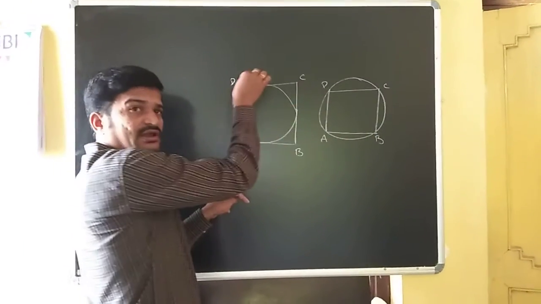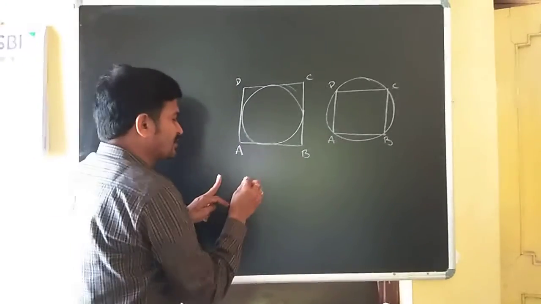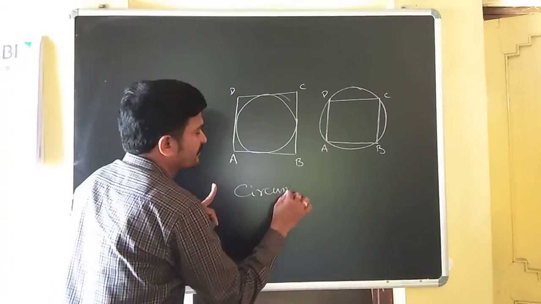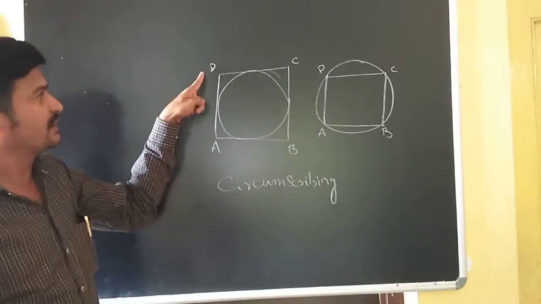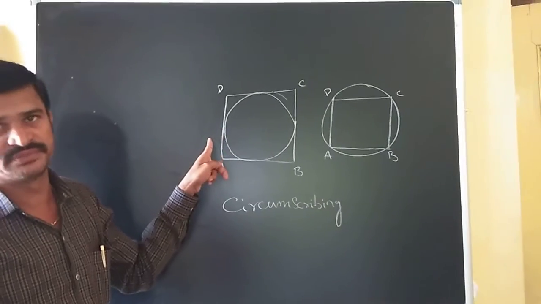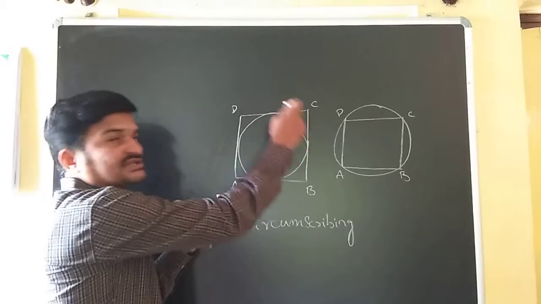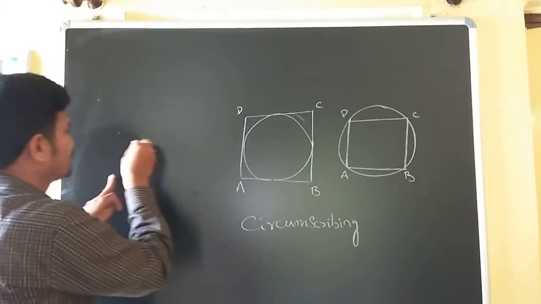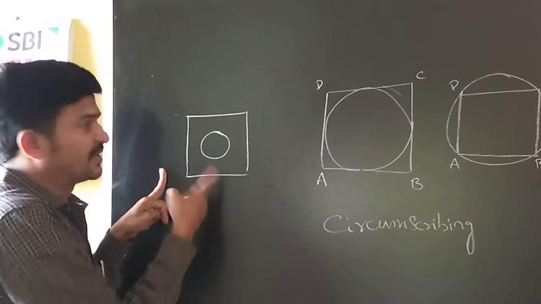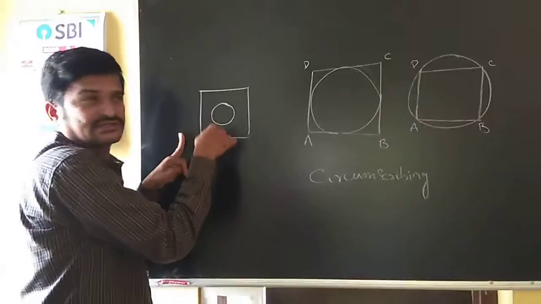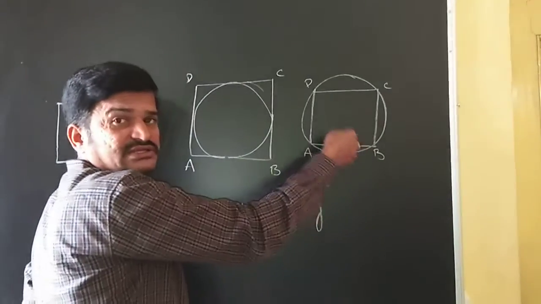So whenever any polygon is drawn around outside the circle and touches the circle, that is called circumscribing. So here the square circumscribes the circle. Why is it circumscribing? Because it is drawn outside of the circle, and at the same time it touches it. Here, this is also a square, but it is not circumscribing because it does not touch the circle. All four sides are not touching the circle, so it is not circumscribing. This is circumscribing.